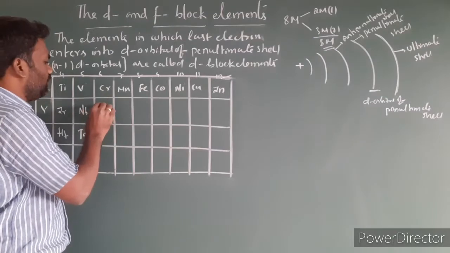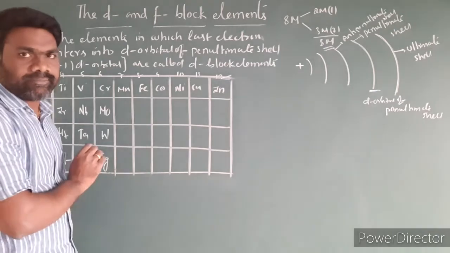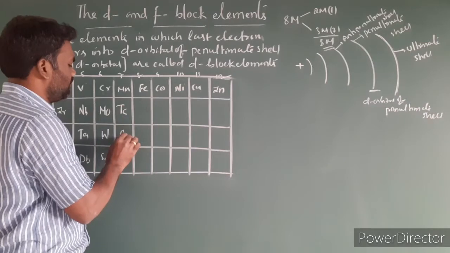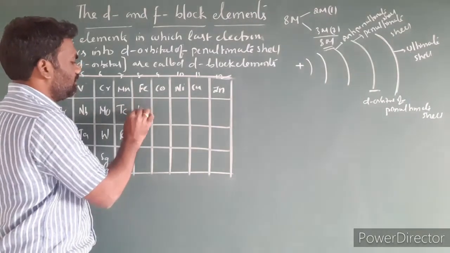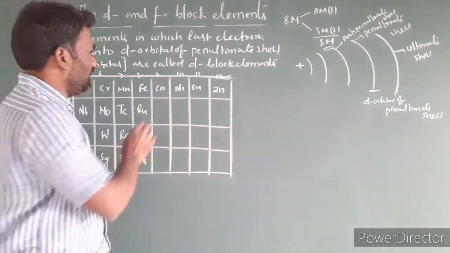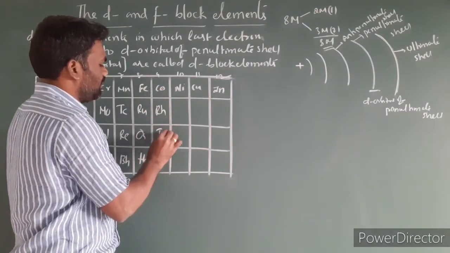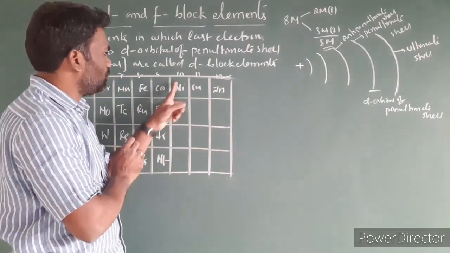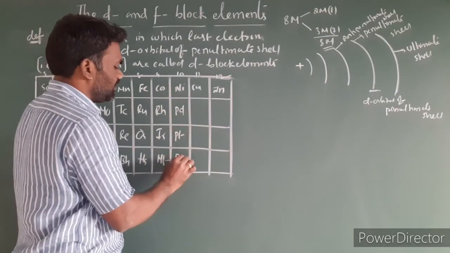The elements in the sixth group are chromium, molybdenum, tungsten, and seaborgium. The elements in the seventh group are manganese, technetium, rhenium, and bohrium. The eighth group has iron, ruthenium, osmium, and hassium. The ninth group has cobalt, rhodium, iridium, and meitnerium. The 10th group has nickel, palladium, platinum, and darmstadtium, Ds.